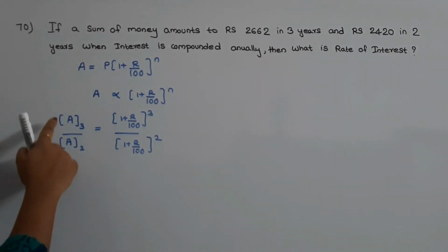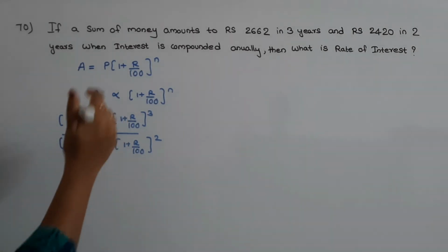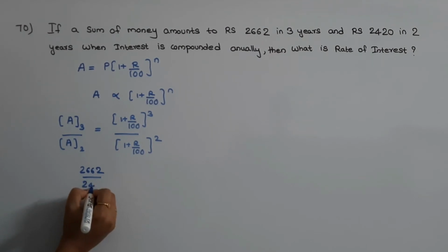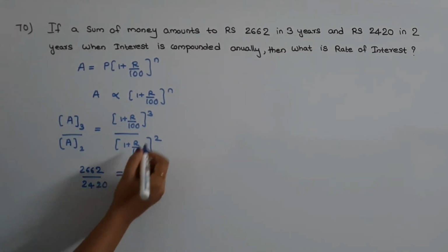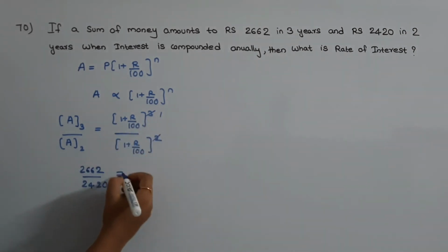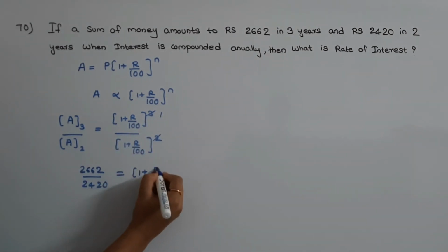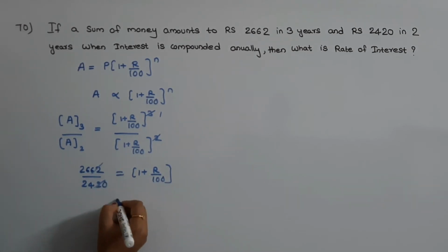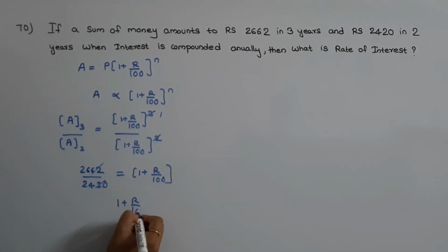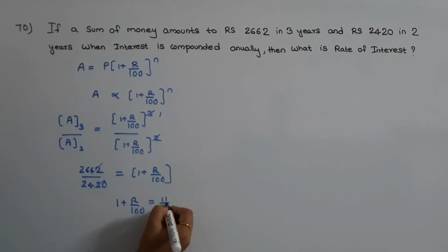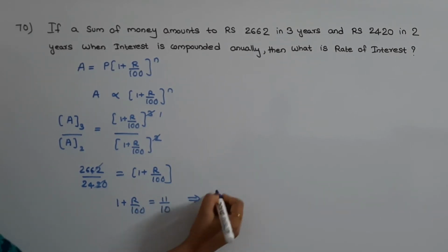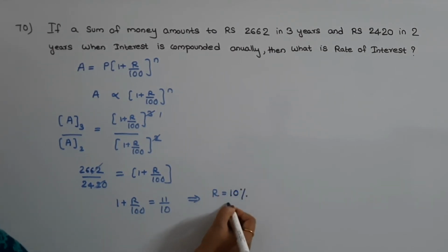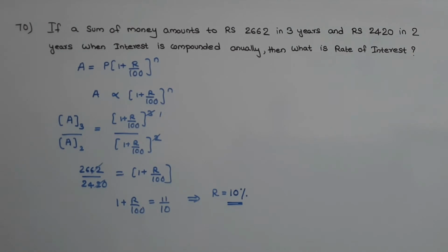Now, on substituting the values, we will get 2662 by 2420 is equal to, this power gets cancelled, so this will be equal to 1 plus r by 100. So on simplification we will get 1 plus r by 100 is equal to 11 by 10. So from this, rate of interest will be equal to 10%. So this is the answer.